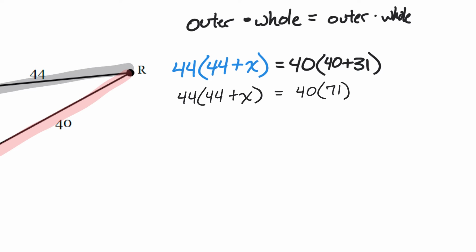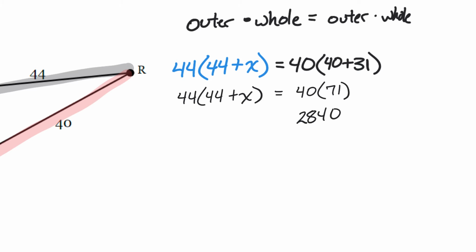Now, if I could divide that 44 out of the number on the right side in a simple fashion, I probably would do that without distributing. So I'm going to go ahead and multiply this. This is 40 times 71, which is 2,840.